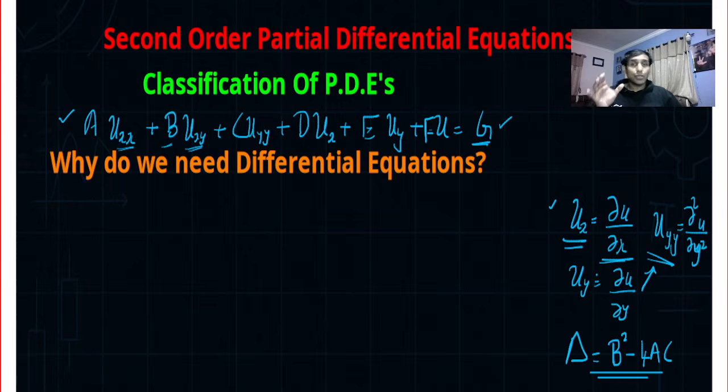u_x means you're differentiating a function with respect to x. That means you ignore all the other letters and you treat x as the only variable. Now, in this video, we will focus only on classification. Anyway, a second order differential equation is classified as elliptic or parabolic or hyperbolic.